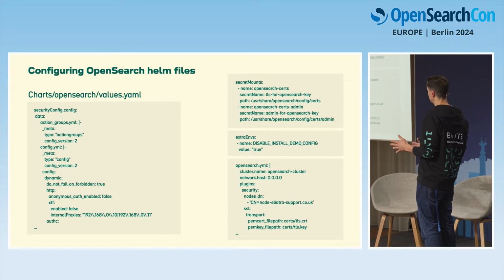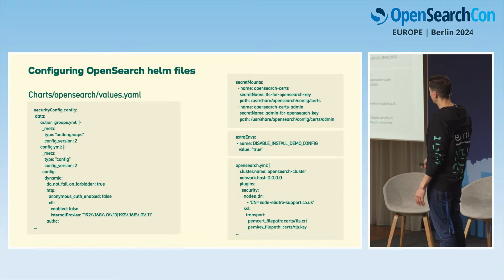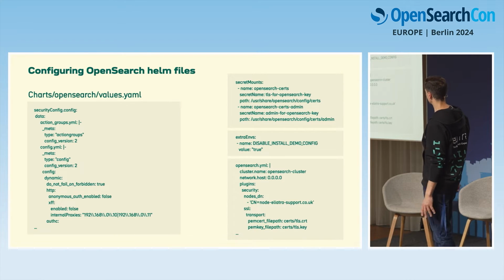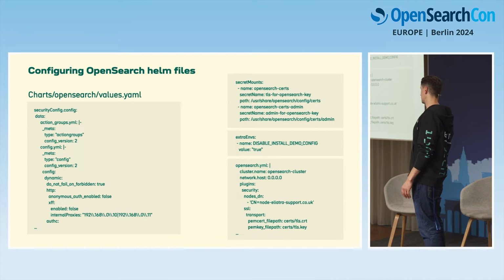Pretty handy. If you didn't have Helm, you would have to configure secrets, you would have to configure stateful sets, services, link them together. It's a bit of a nightmare to try and work with it. So Helm solves that problem. We configured OpenSearch, but now we need to configure the OpenSearch dashboards.